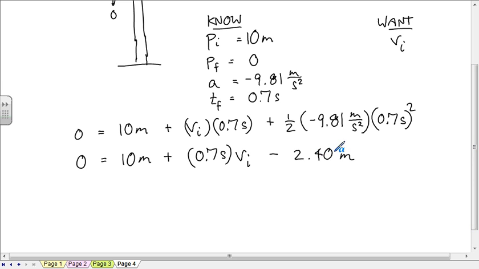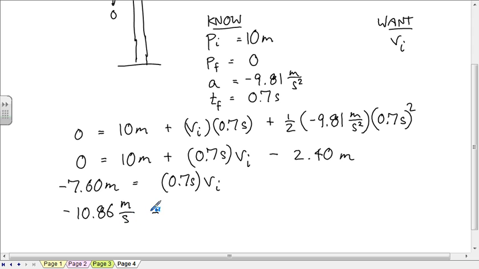So now we can subtract 10 meters from both sides, add 2.4 meters to both sides, and we get negative 7.60 meters is equal to 0.7 seconds times VI. And divide both sides by 0.7 seconds. What's negative 7.6 divided by 0.7? What, 10.6? Okay, so negative 10.86. We have meters divided by the seconds over here, so VI is equal to negative 10.86 meters per second.